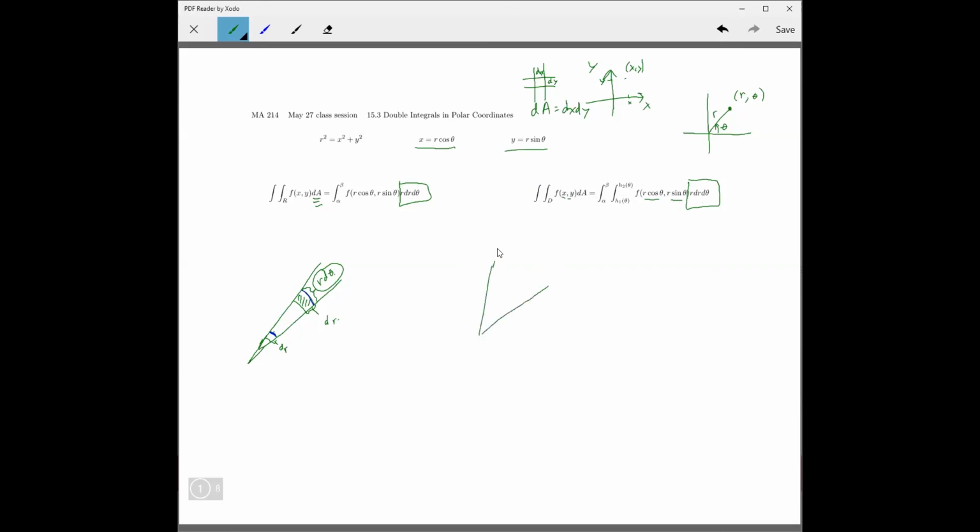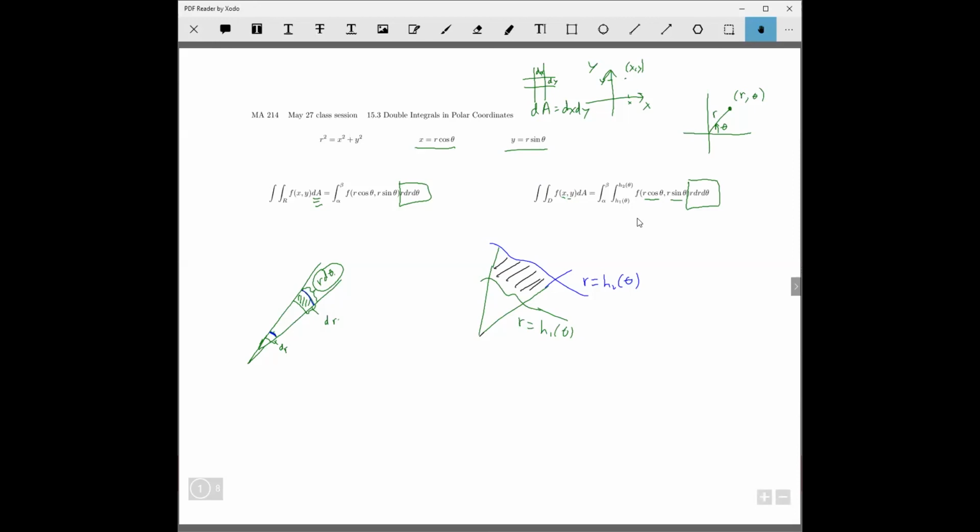Just to give you an idea, let's suppose that you had something right here. We'll call this r equals h1 of theta. And then you have another curve up here, and that's r equals h2 of theta. And you're integrating over this region right here. Then your dr limits are going to be h1 of theta to h2 of theta. And your theta is going to go from whatever this angle is to whatever that angle is, so alpha to beta. Okay, that's just a rough idea of what's going on. Got to remember that's r dr d theta.